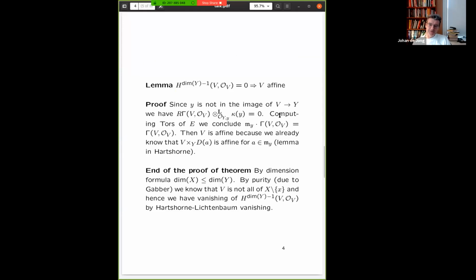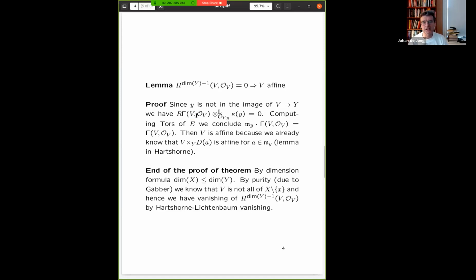Okay, so this is kind of a fun trick here. So we know that the closed point downstairs is not in the image of the morphism from V to Y. So by flat base change, we'll know that this derived tensor product here is zero. Okay. And then if you compute it, E was this injective hull. So we know the cohomology groups of this complex are direct sums of the injective hull of the residue field. And it turns out that the Tor's of E with the residue field are all zero except in degree equal to the dimension.